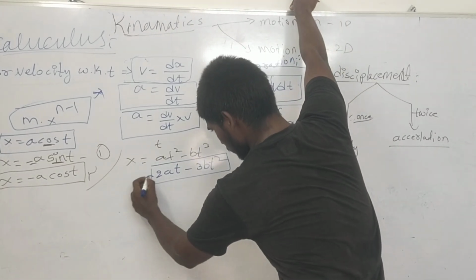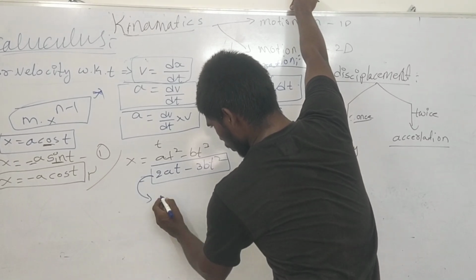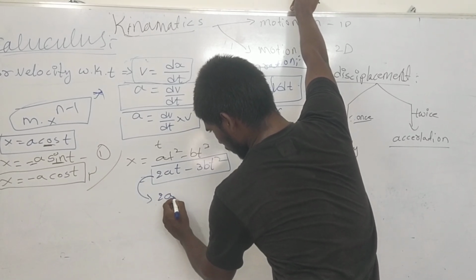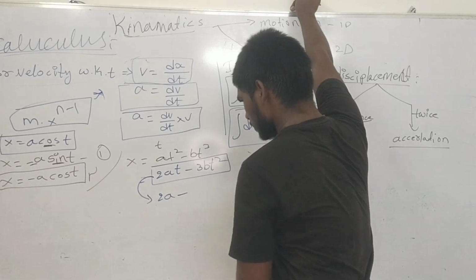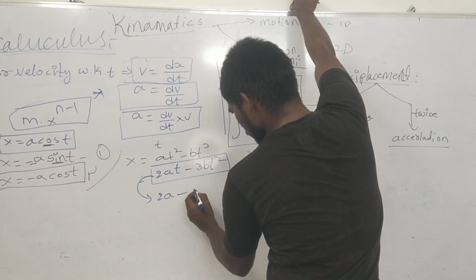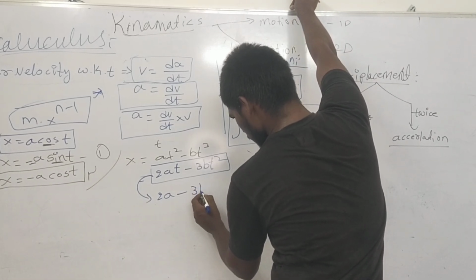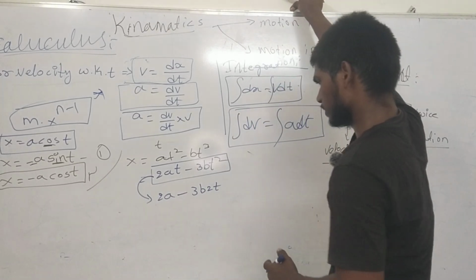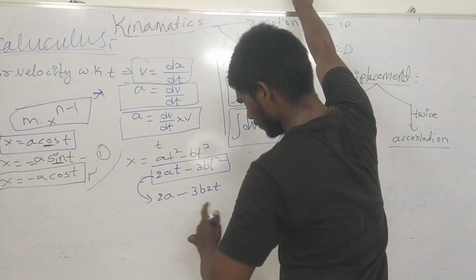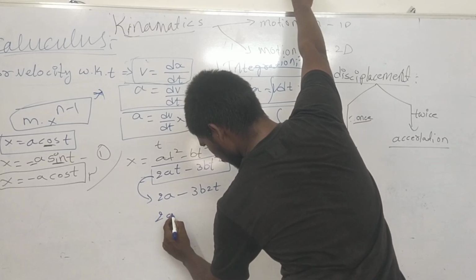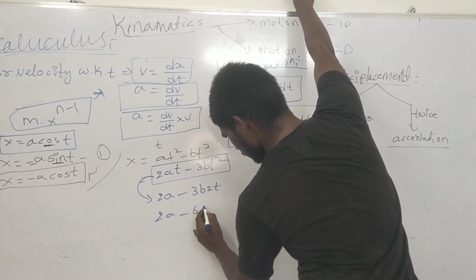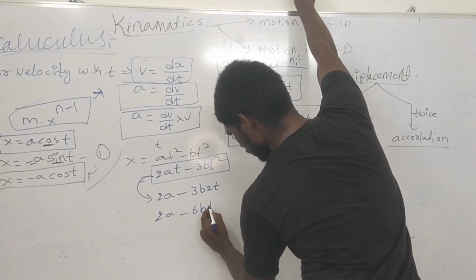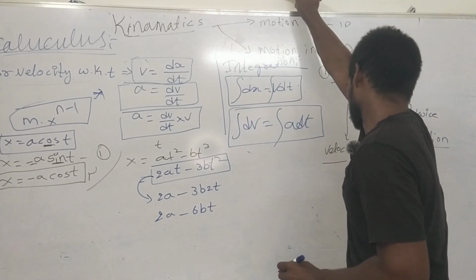So next, again differentiate to get acceleration. So 2a minus 3b into 2t. This is acceleration. If we simplify this, 2a minus 6bt. Okay, this is 6bt.